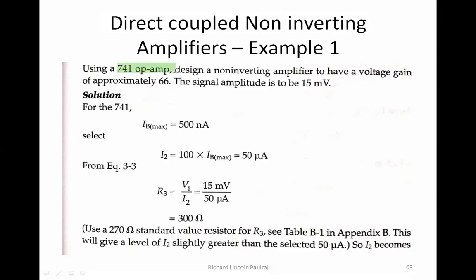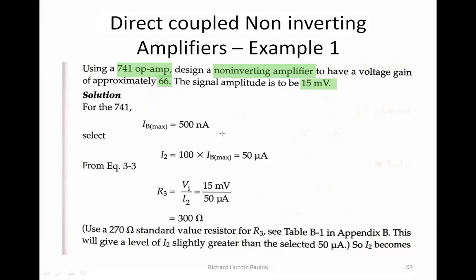So first of all, the clue is 741 op amp, and in that, they're telling us that the circuit is going to be in the non-inverting amplifying mode. And the next thing is, they're giving us the voltage gain, which is about 66. And then they're telling us the amplitude is about 15 millivolts. So these are the data that is actually given to us. So based on this, we will try to build up, and we'll try to find out what needs to be found. So we know that for 741, IB max is about 500 nanoamps.